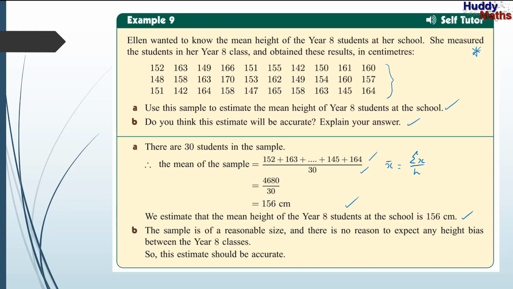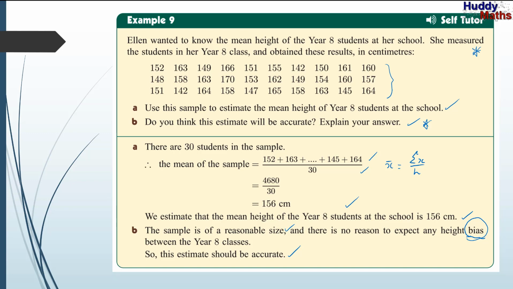Now, do you think this estimate will be accurate? Down here they've got an answer. The sample is of reasonable size. There's a whole class, 30 students. There's no reason to expect any height bias between the Year 8 classes. So this estimate should be accurate. Notice there we're looking for bias as well. There's only one problem with this, isn't there?